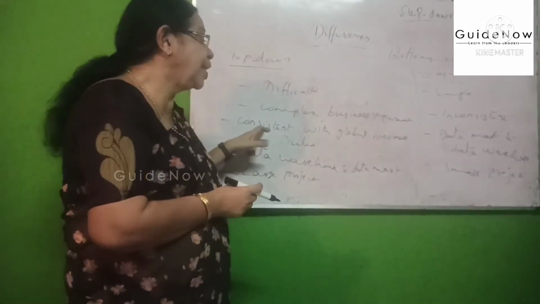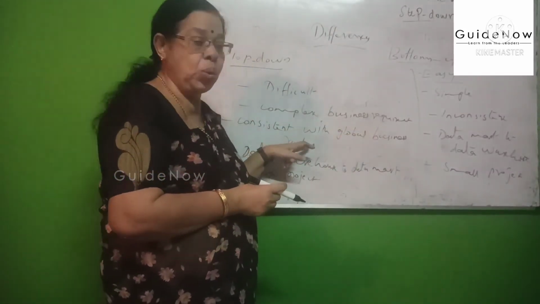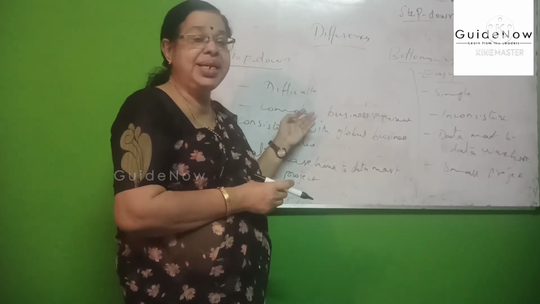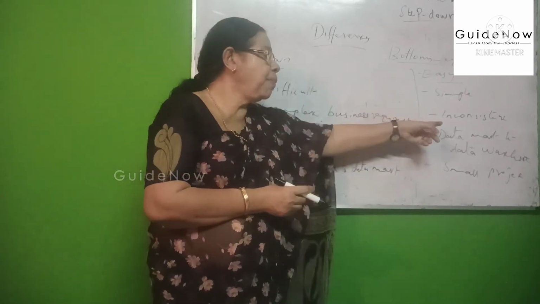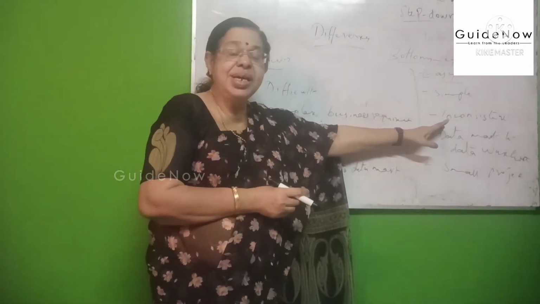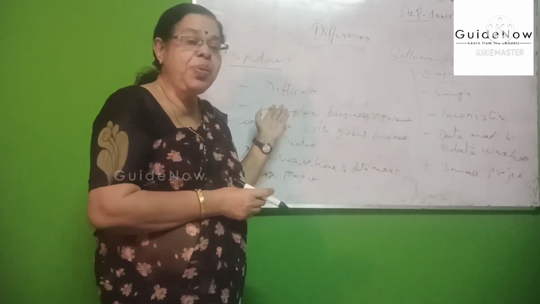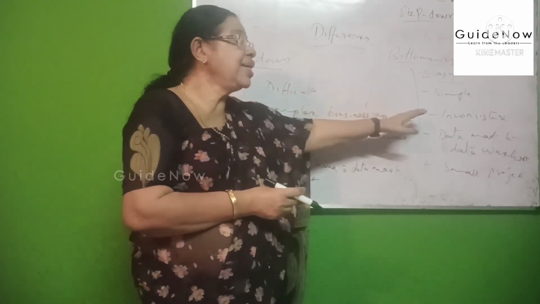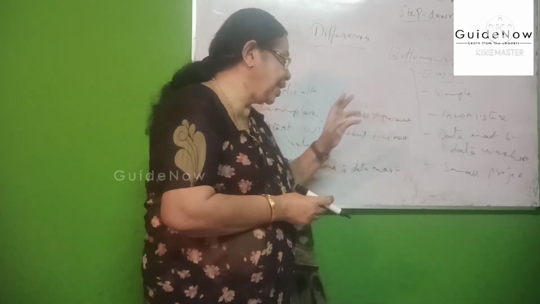And third is consistency with the global business rules. Top down is more consistent with the global business rules, but bottom up is inconsistent with the global rules.